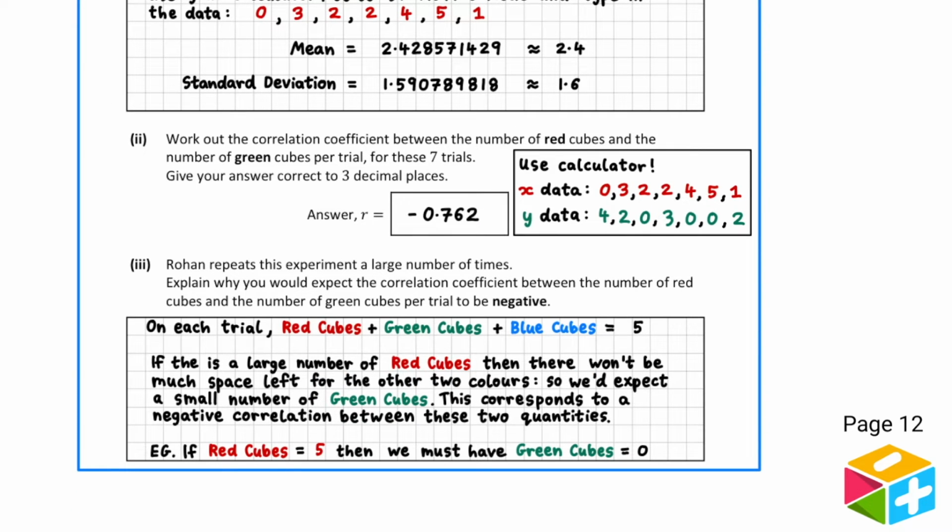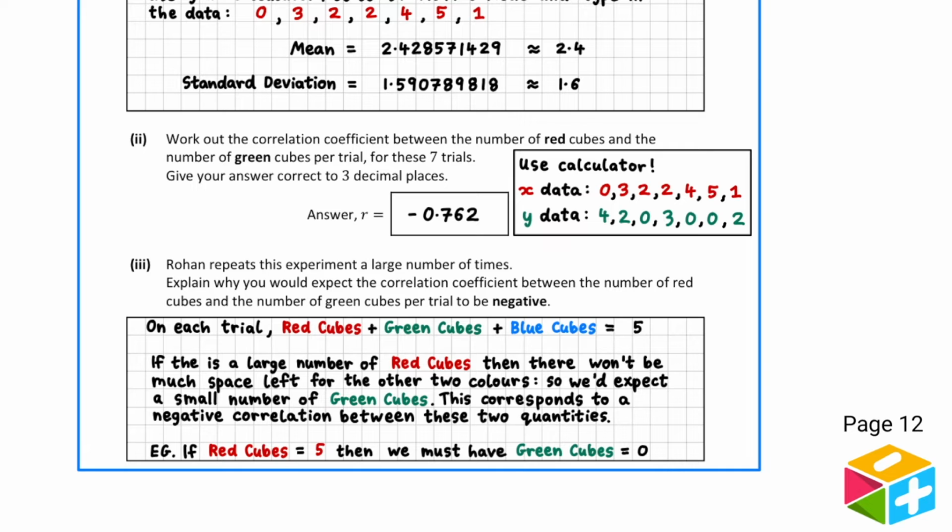In part 3, we're told that Rowan repeats the experiment a large number of times. We must explain why we would expect the correlation coefficient between the number of red cubes and the number of green cubes to be negative. Well, the core idea behind a negative correlation is that when one quantity goes up, the other quantity will go down.